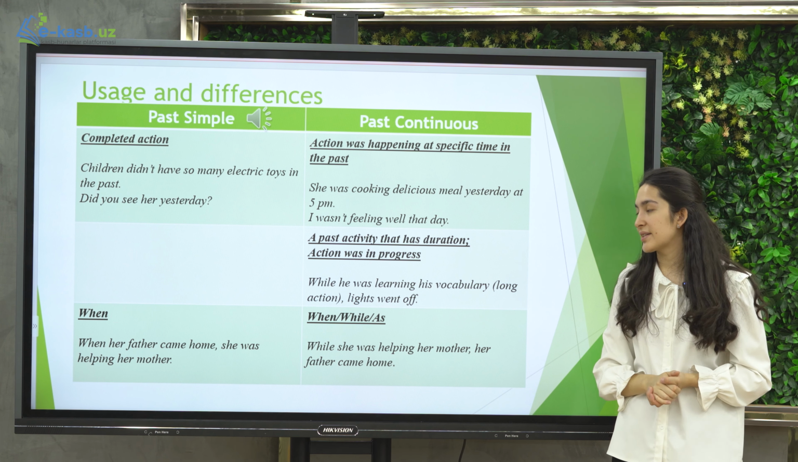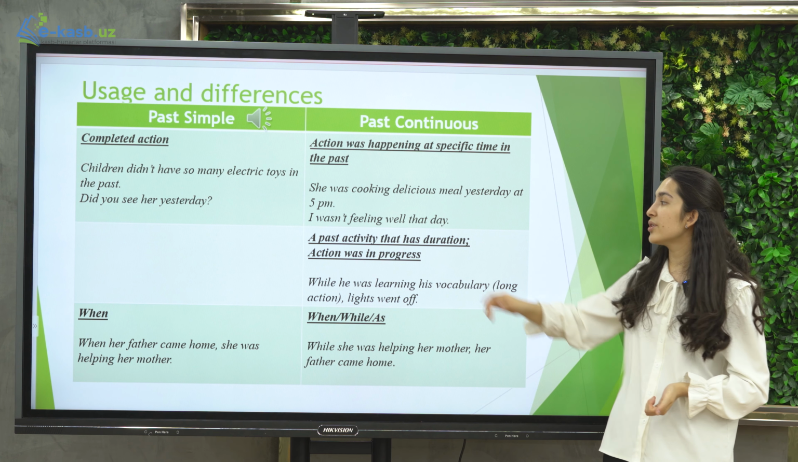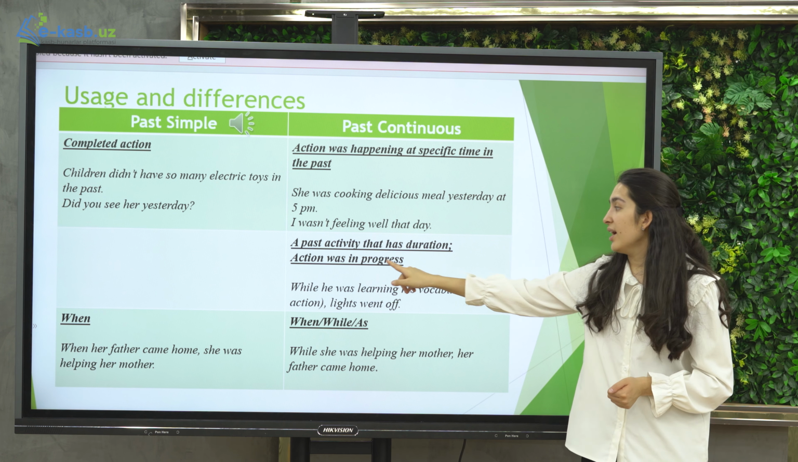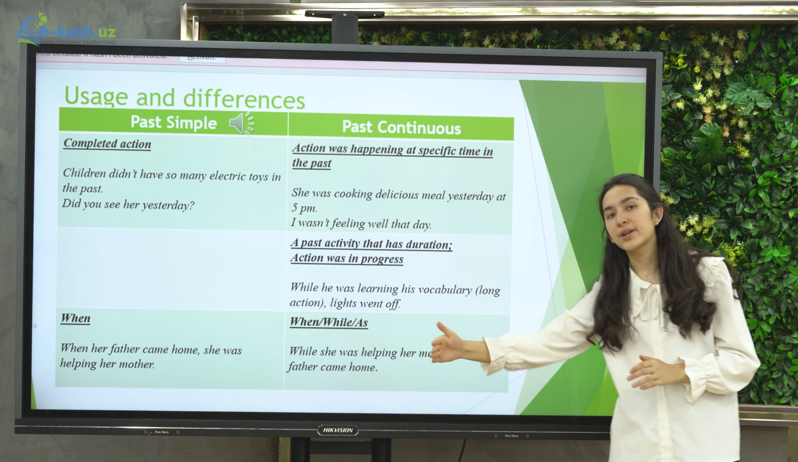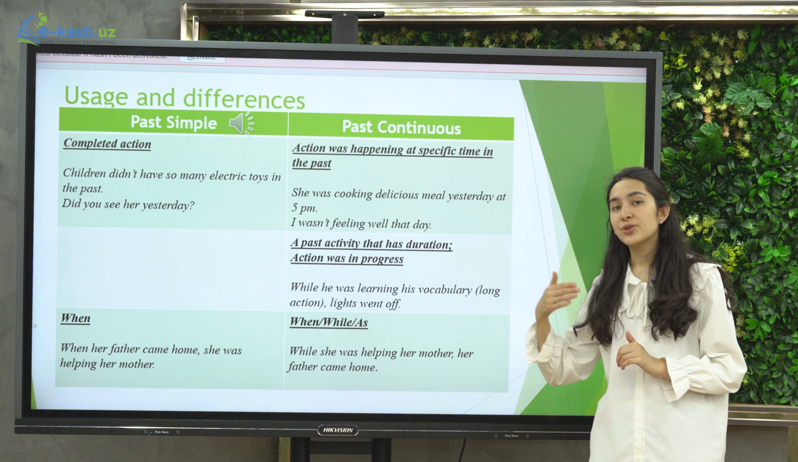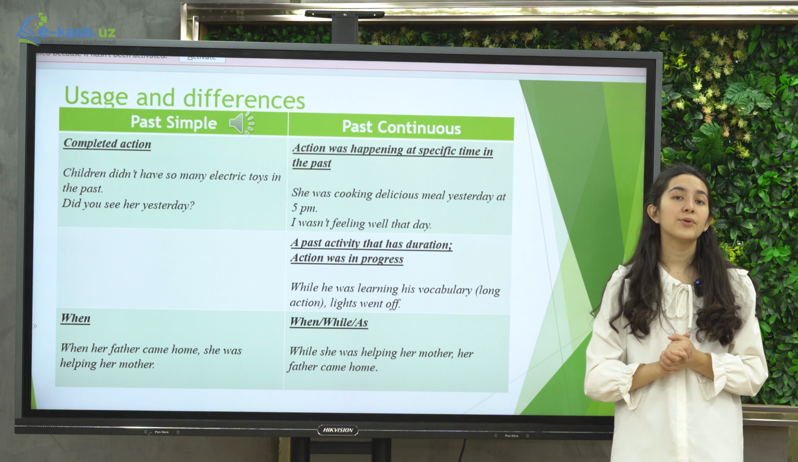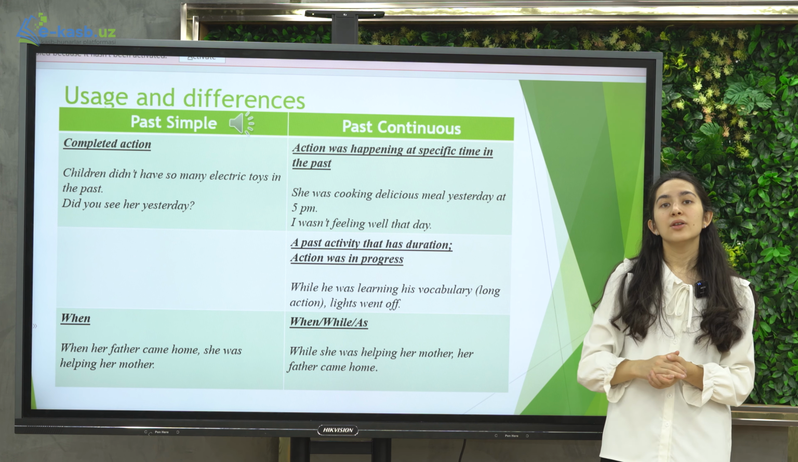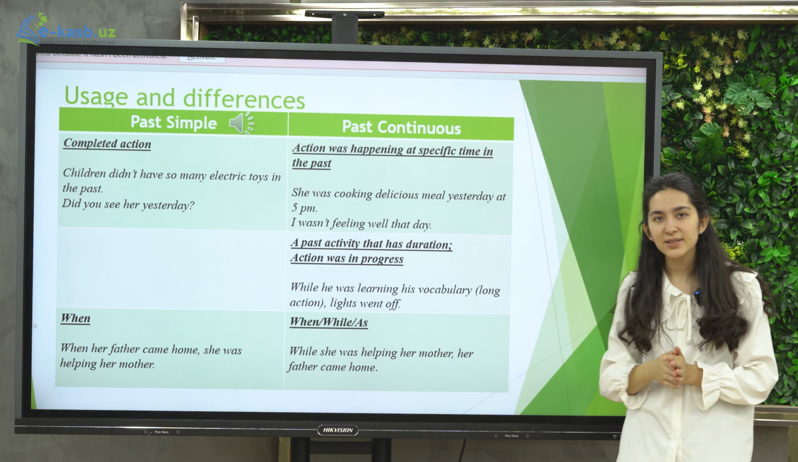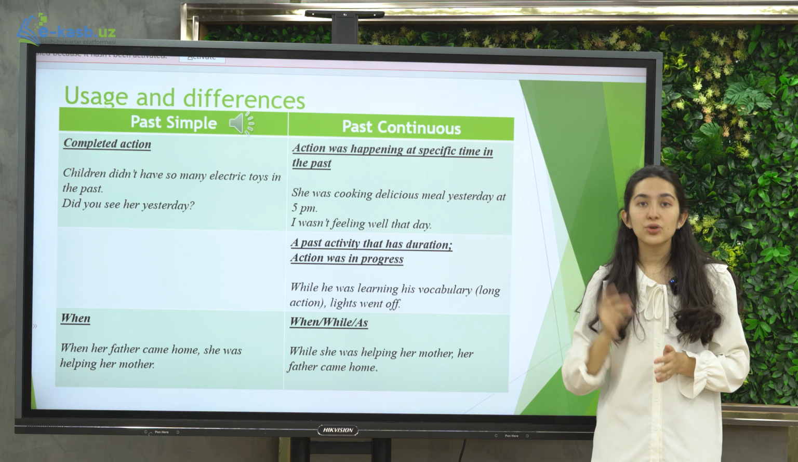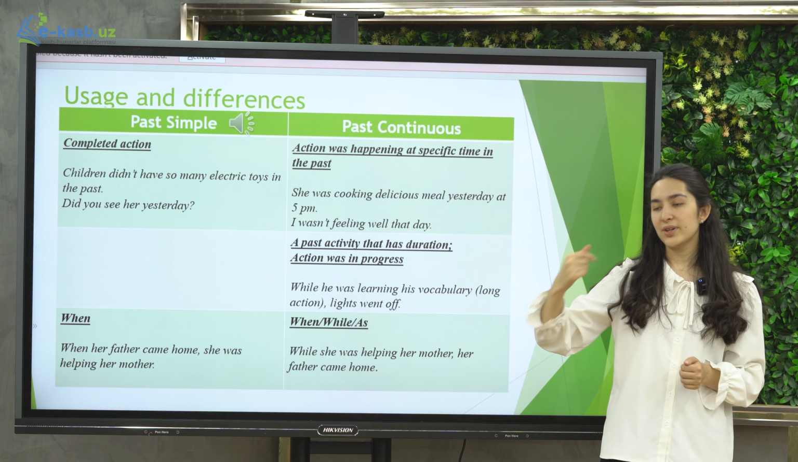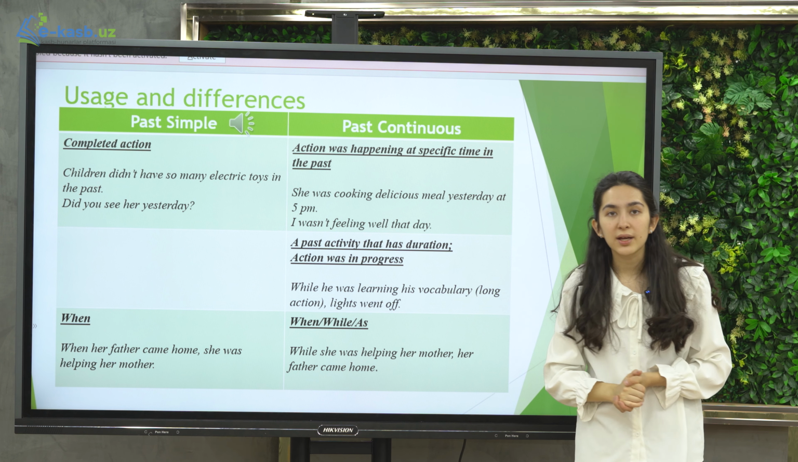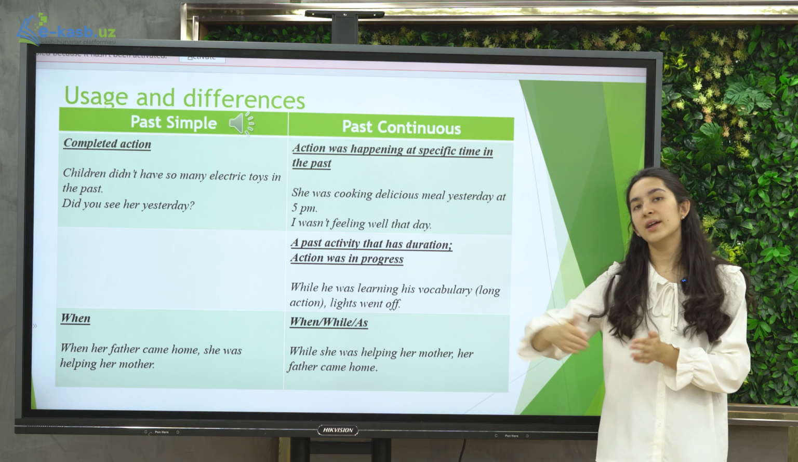Next, when also use past continuous. Past continuous we use also to talk about past activity that has a duration. Action was in progress. Past continuous biz ishlatamiz qachonki harakat bajarish jarayonida bo'lgan edi. And it was a very long action, alright? Not short actions. Please remember this. Past simple we used to talk about short actions, or we can use it with this quick action, alright? It was very quick. But past continuous was very long.